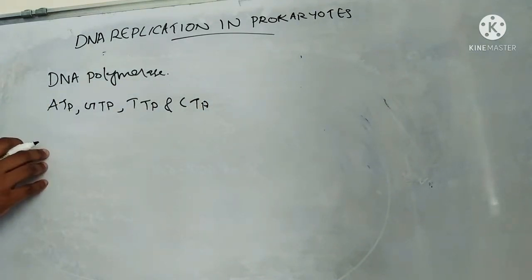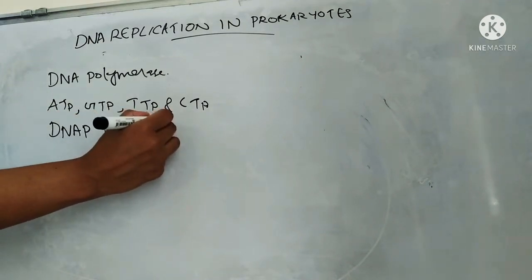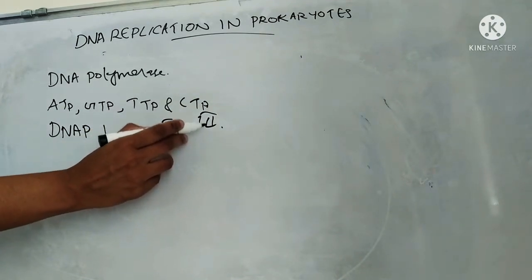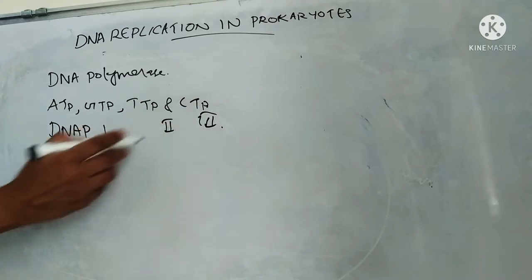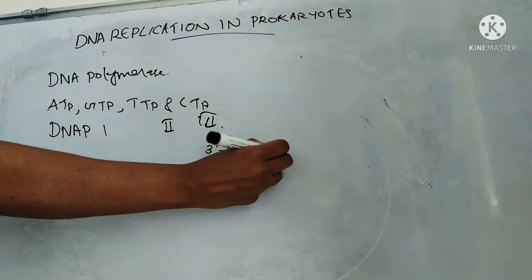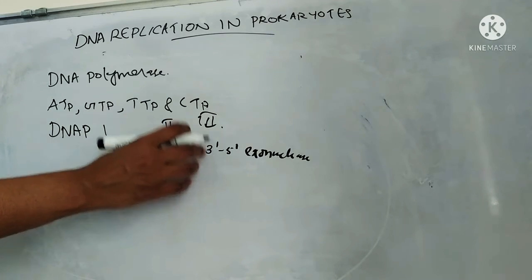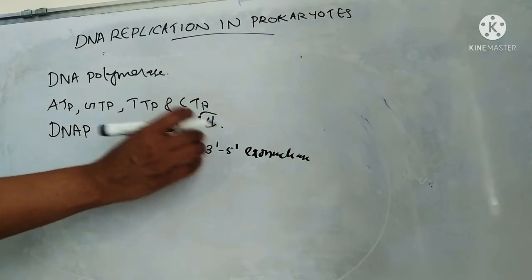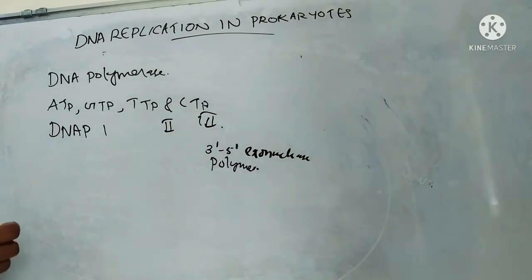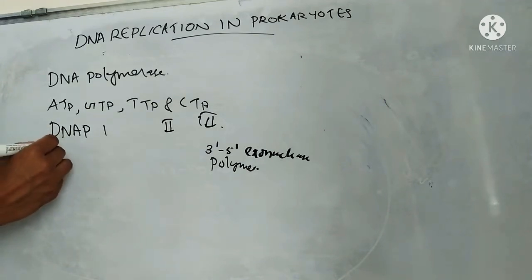In prokaryotes, there are three main types of DNA polymerases: DNA polymerase 1, 2 and 3. DNA polymerase 3 is the enzyme required for DNA synthesis. It has 3' 5' exonuclease activity and the highest polymerization rate. DNA polymerase 1 is required for the removal of RNA primer.